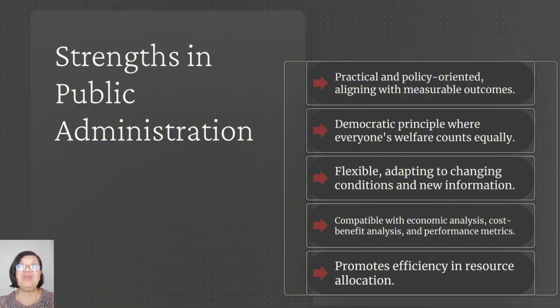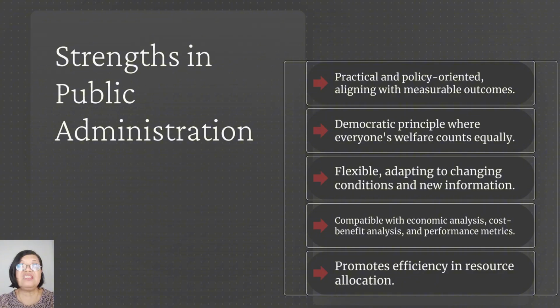It is consistent with measurable outcomes. So there is always cost-benefit analysis to determine the result of actions, policies, and decisions. And then we have democratic, which features everyone's welfare counting equally. So there is no preference as to who will benefit, but the concern is for the greatest number, the greatest happiness for the greatest number.